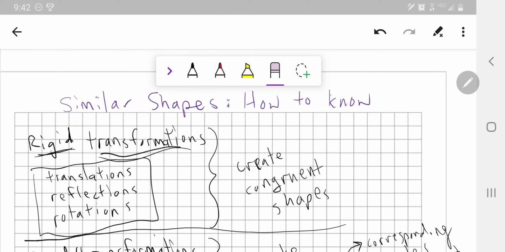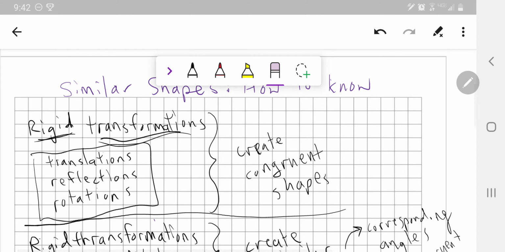All right, so quick intro to similar shapes. First, we've been talking about transformations and how transformations affect shapes on a coordinate grid. When we do rigid transformations, there's three types: translations, reflections, and rotations. We've talked about them a lot.